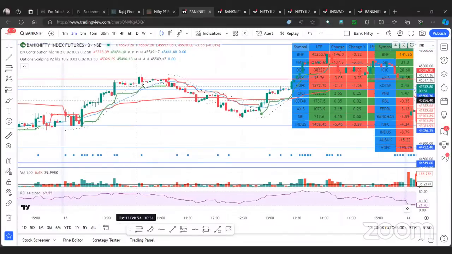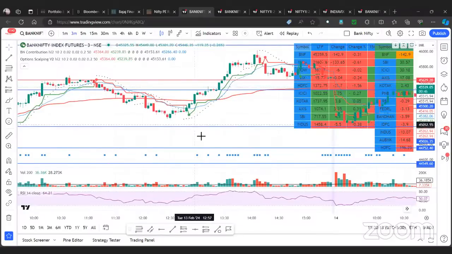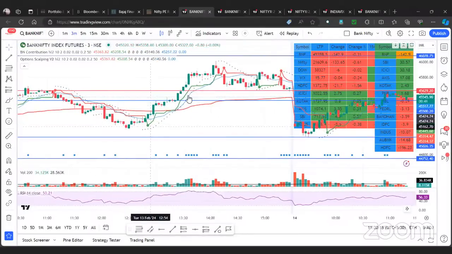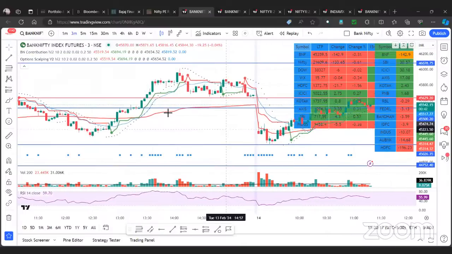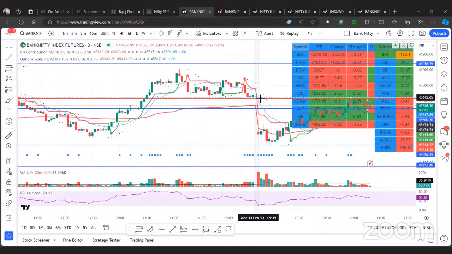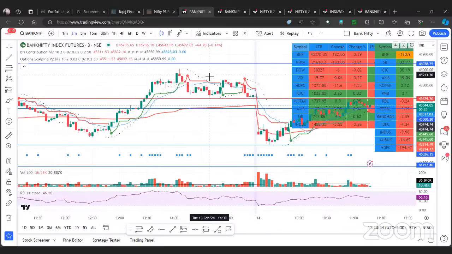On the upside, you clearly see a resistance coming somewhere around 45,600 odd level. And today, what has happened? Yesterday, the market closed very strongly on the upside, though in the last 1 hour it was consolidating and didn't do much. But today it made a clear move above that level.